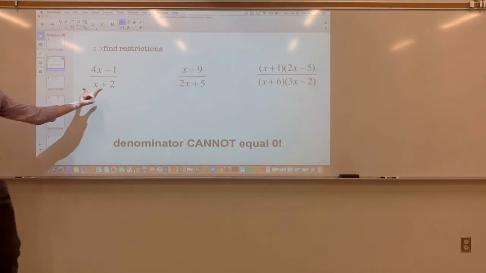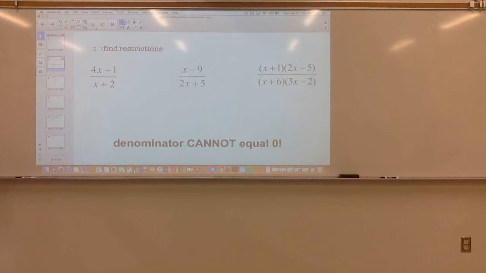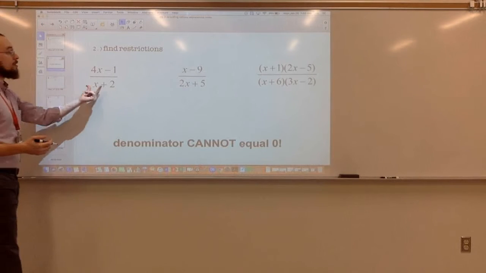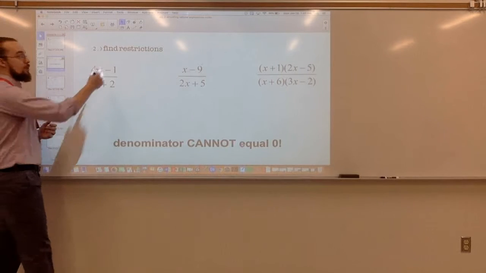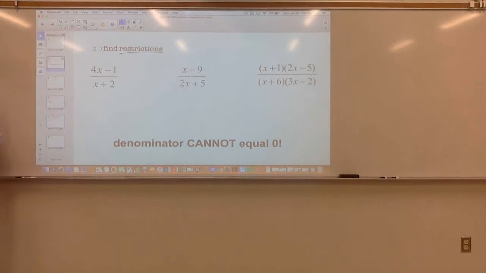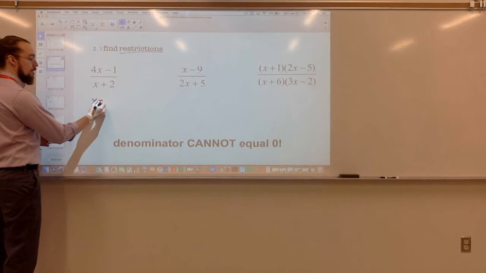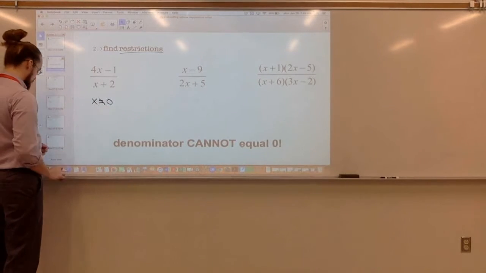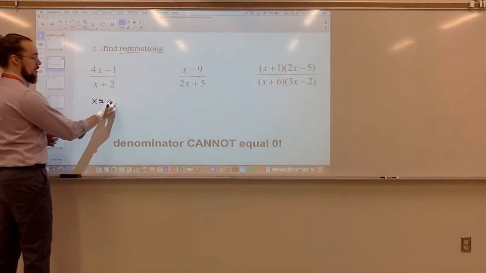So if I look at this first example, I've got an x plus 2 in the denominator. What value of x would make the denominator equal 0? Negative 2. So what we want to say is x cannot equal negative 2. That's my restriction. Any value that makes the denominator equal 0, we cannot use. So we've got a symbol for that. We're going to say it's just an equal sign with a slash through it. Oops, not 0. X cannot equal negative 2.